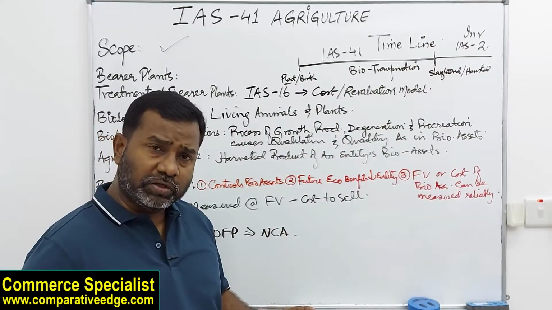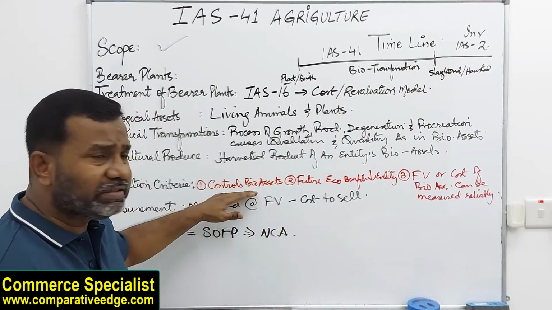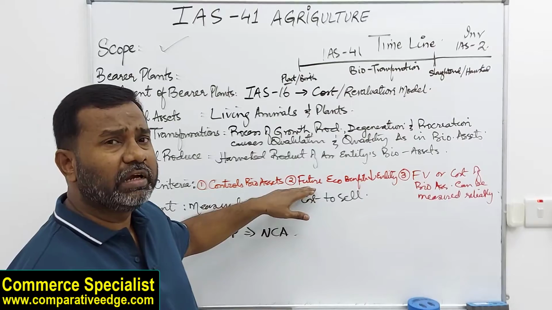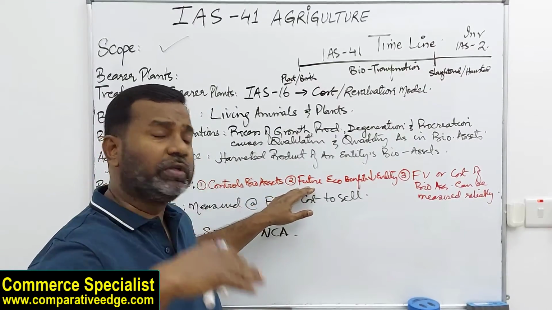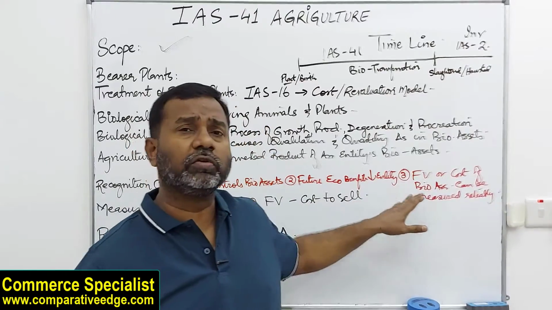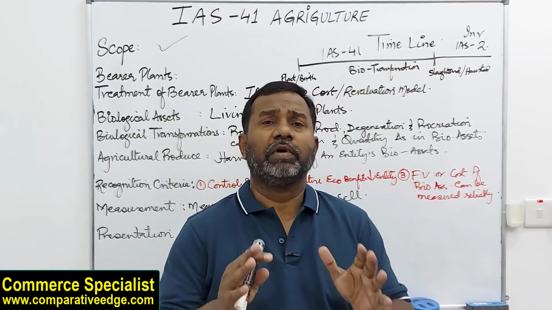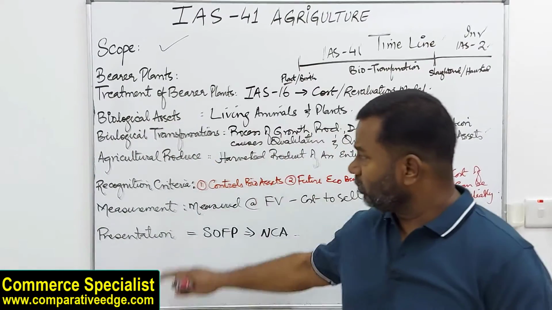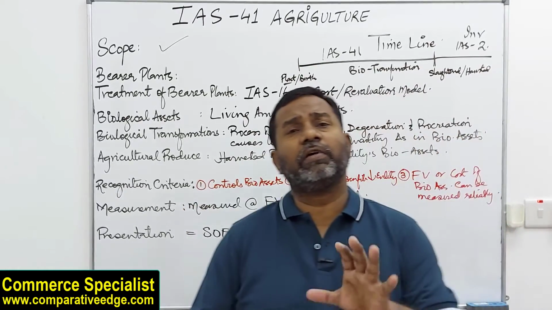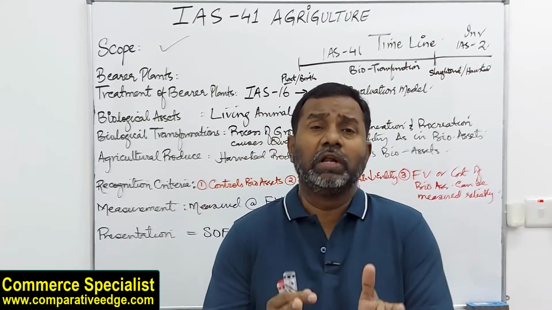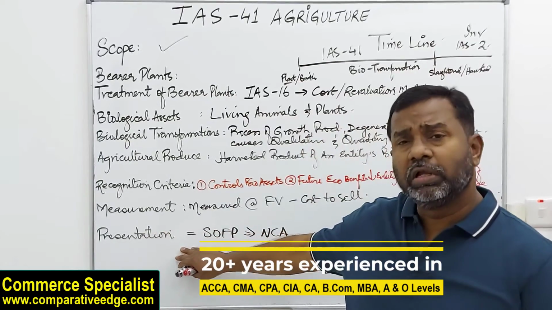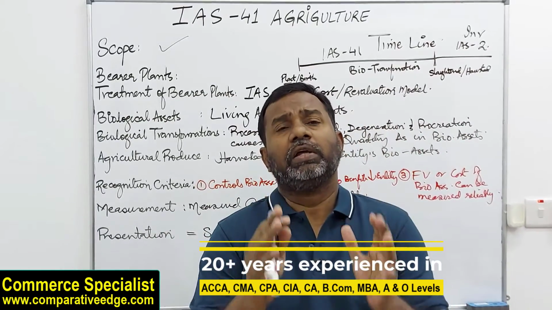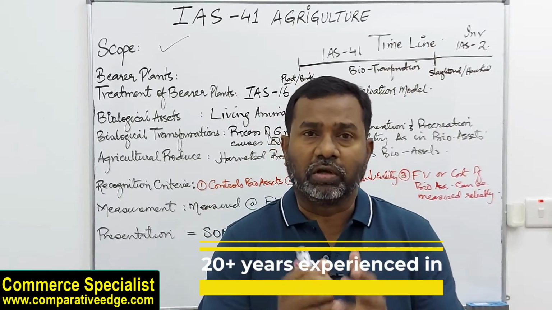For recognition criteria, please remember the three points. Only recognize biological assets if the entity controls the assets, if there is a possibility that the future economic benefits relating to the biological assets will flow to the entity, and the fair value or cost of biological assets can be measured reliably. When we're talking about measurement, it is measured at fair value less cost to sell, which is more like net realizable value. When we talk about presentation, in the financial statements, biological assets are presented as non-current assets.